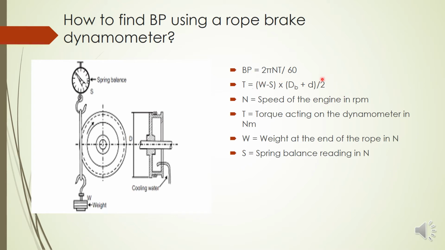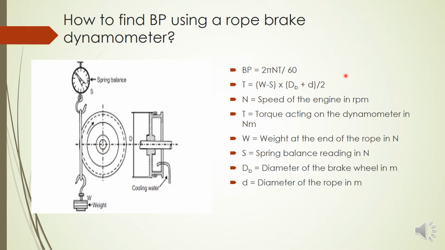Torque is equal to (W minus S) into (dB plus d), the effective diameter of the brake drum. What is the effective diameter? The effective diameter is dB plus d, where dB is the diameter of the brake wheel in meter and small d is the diameter of the rope. So if the rope diameter and the brake wheel diameter are given, we have to add them and divide by 2, because the force acts through the radial distance from the center.